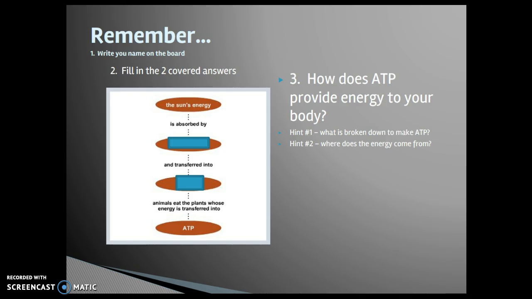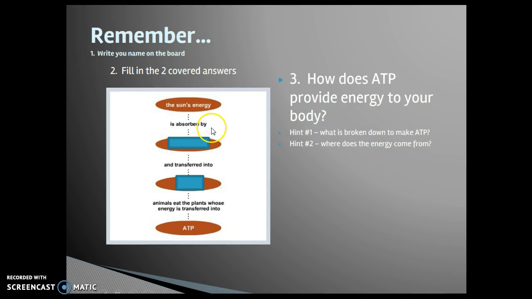Now let's see what we remember. How does ATP provide energy for our body? Let's fill in the blanks here. The sun's energy is absorbed by, give me an answer, what is broken down to make ATP? And where does the energy come from? These hints are actually backwards.